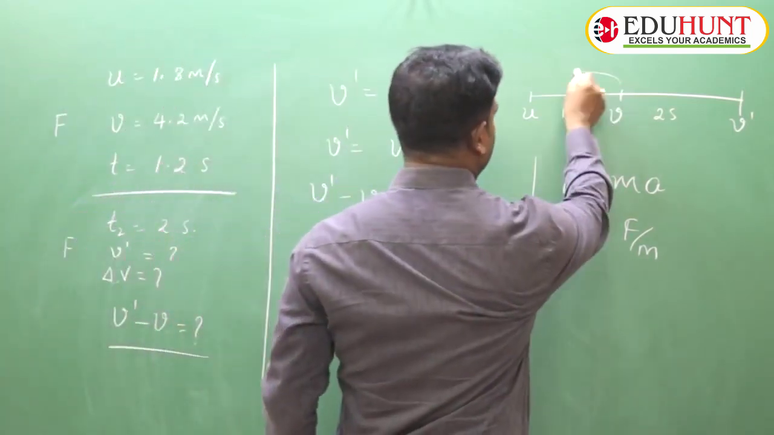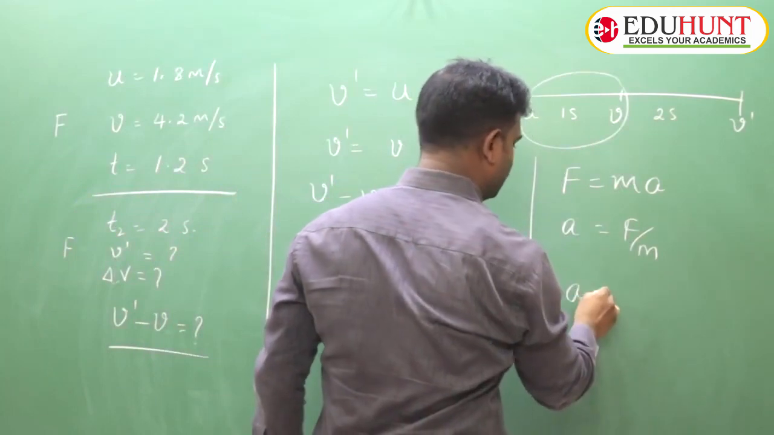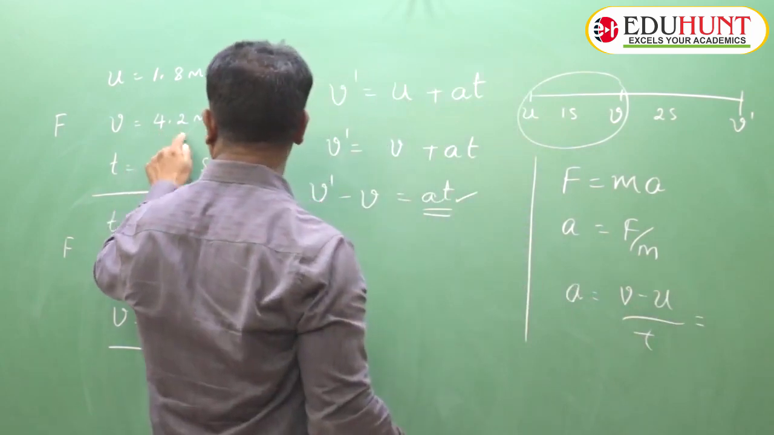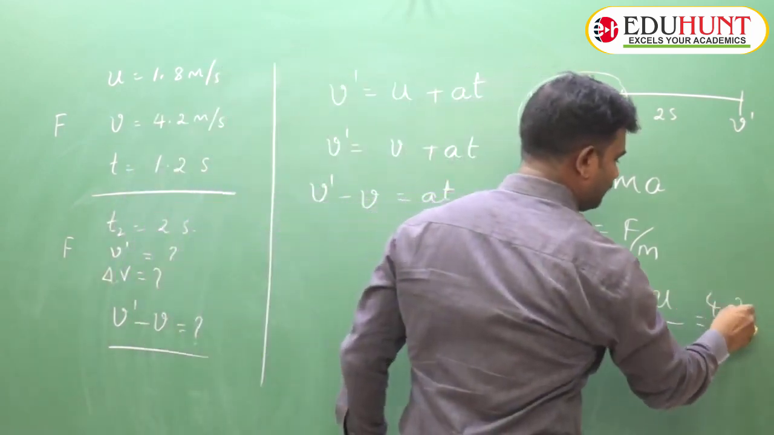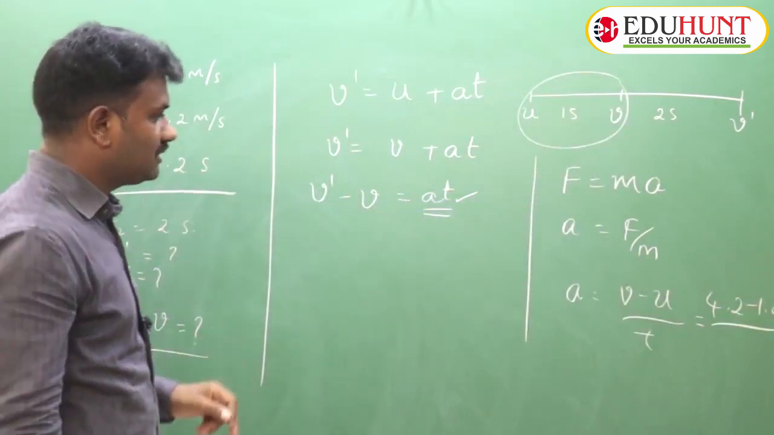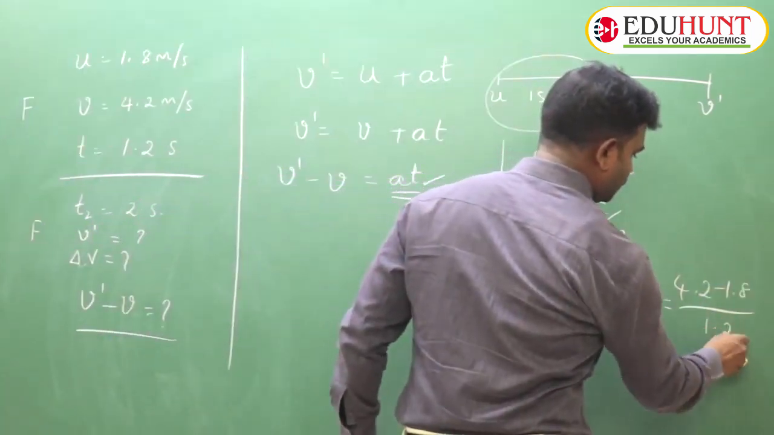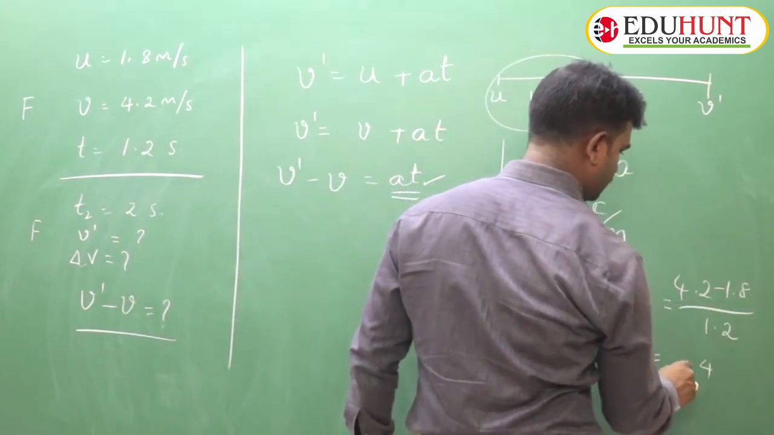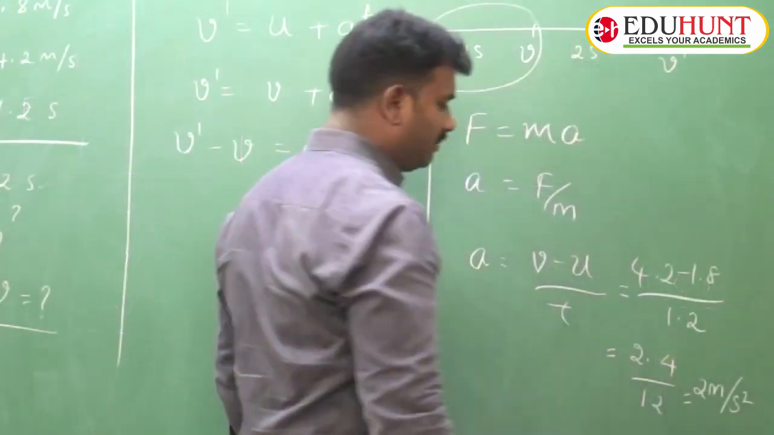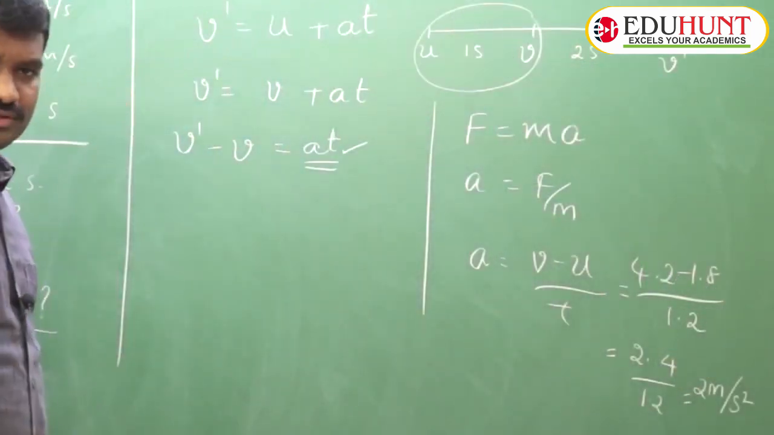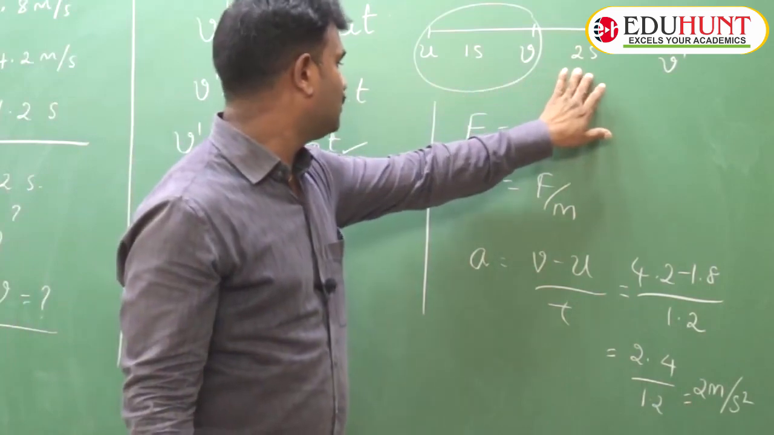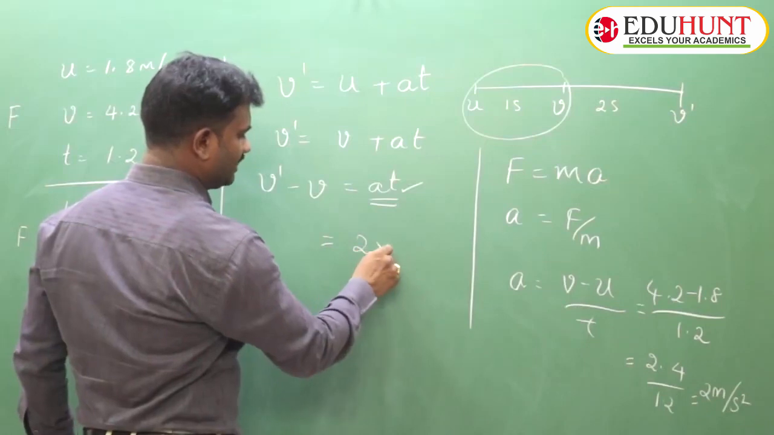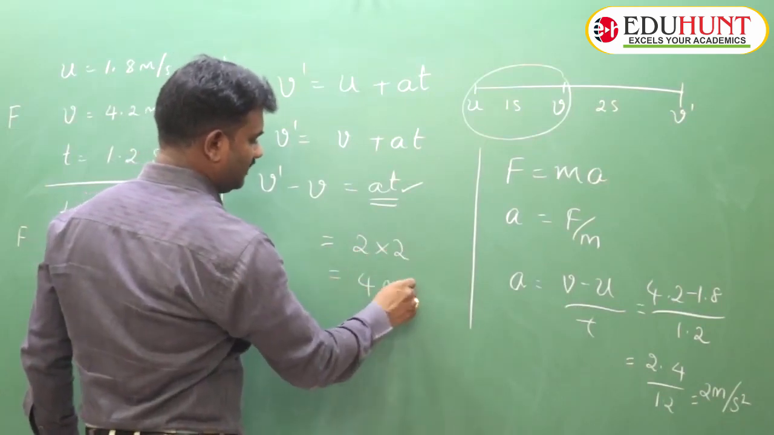In this case, acceleration A is equal to V minus U by T, which is equal to 4.2 minus 1.8 by the time, 1.2 second. That gives 2 meter per second square as the acceleration. So the same acceleration continued here also. So V dash minus V equal to A, which is 2, into time, which is 2. That is equal to 4 meter per second.